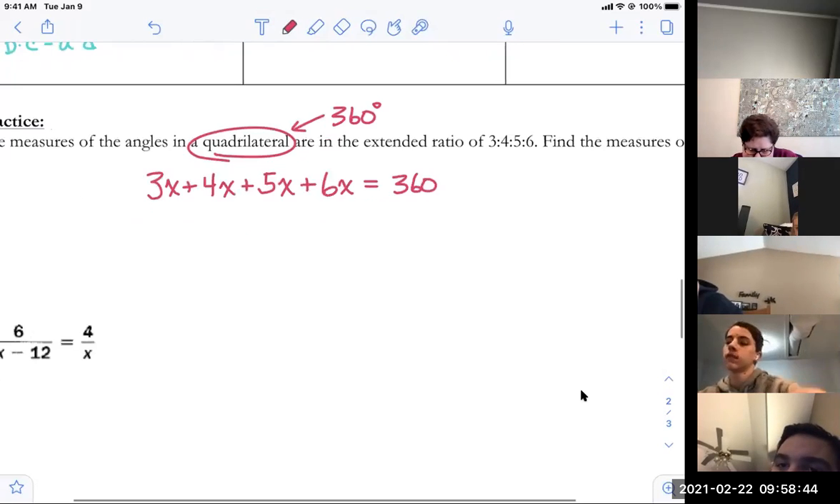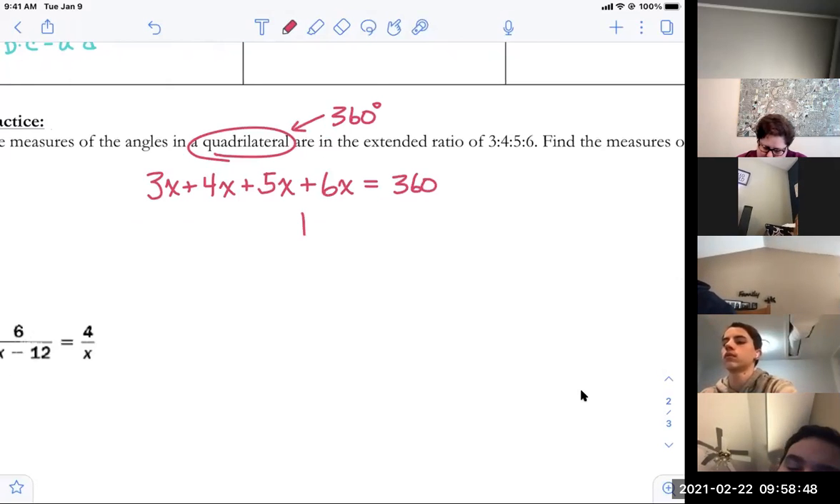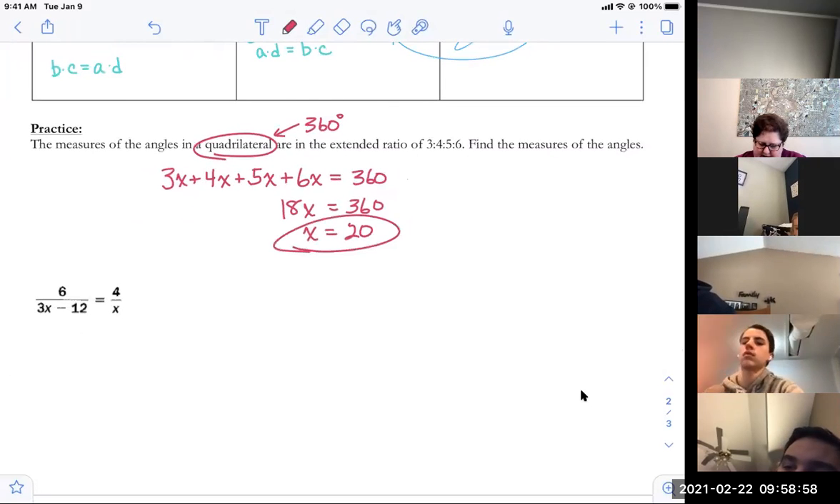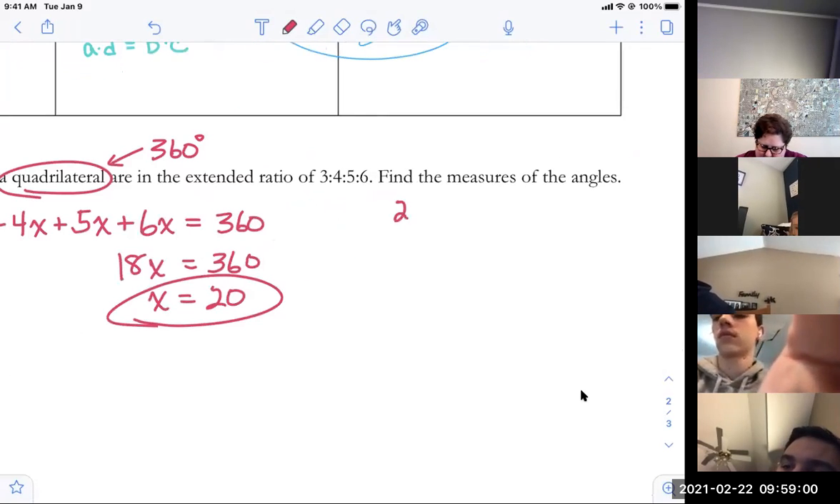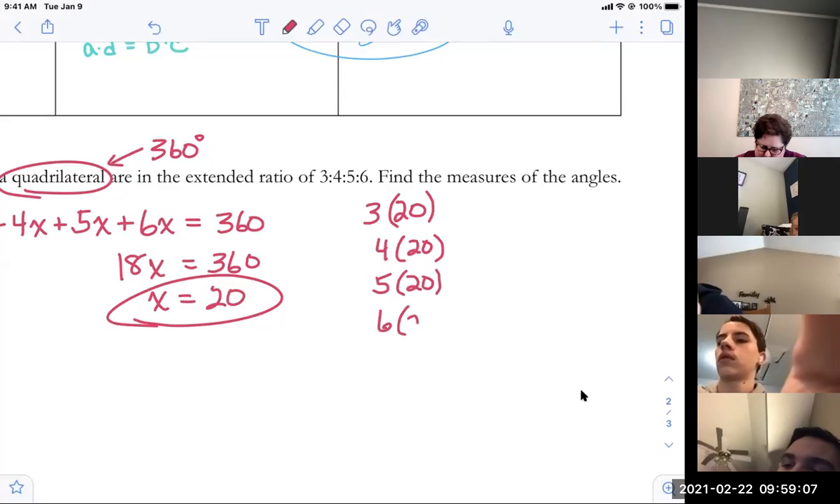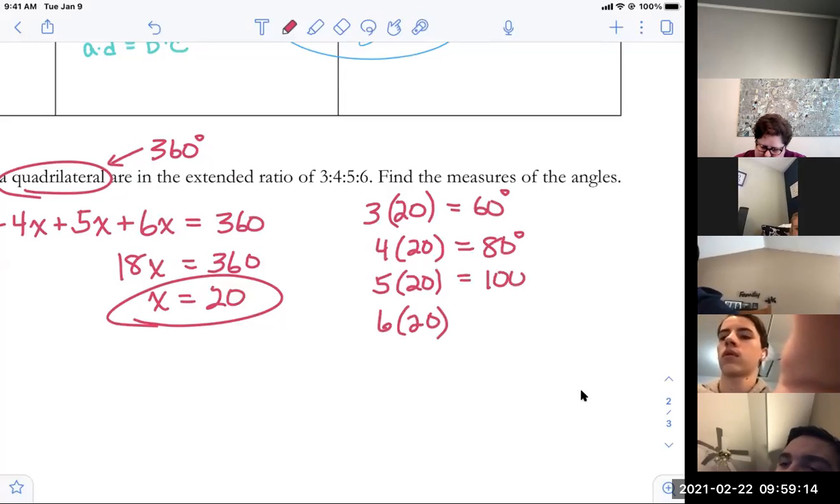All right, how many x's is that? Let's see. 7, 12, 18. Okay, so x would be 20. Now, when you answer the question, remember you've got to actually go and plug it back in. So 3 times 20, 4 times 20, 5 times 20, 6 times 20. So we got 60 degrees, 80 degrees, 100 degrees, 120 degrees.